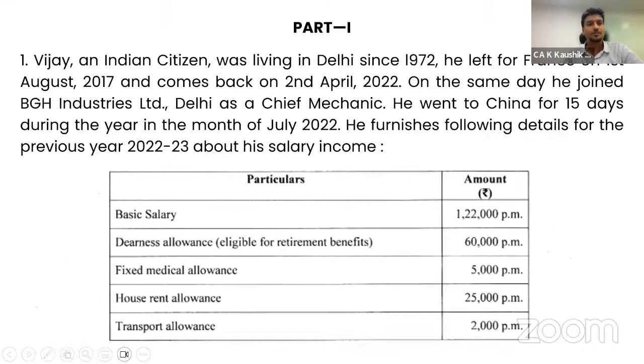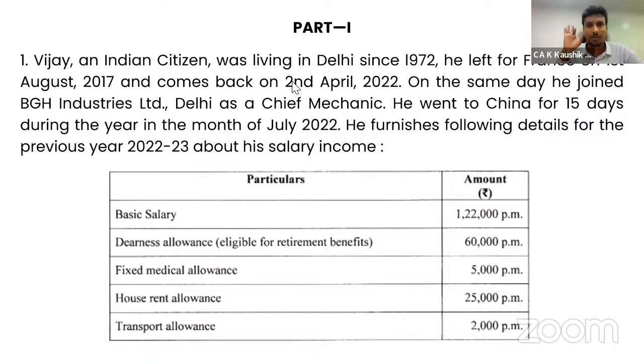Now, if you see, the first paragraph gives information only about the residential status. The first 4 line items clearly say: Vijay, an Indian citizen, was living in Delhi since 1972. He left for France on 1st August 2017 and came back on 2nd April 2022. On the same day, he joined BGH Industries Limited, Delhi, as a chief mechanic. He went to China for 15 days during the year in the month of July 2022.